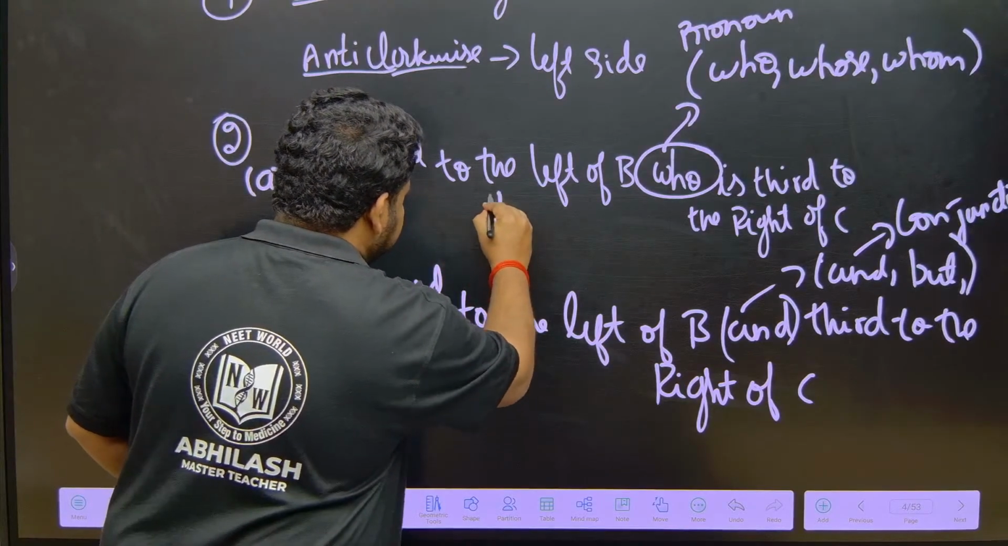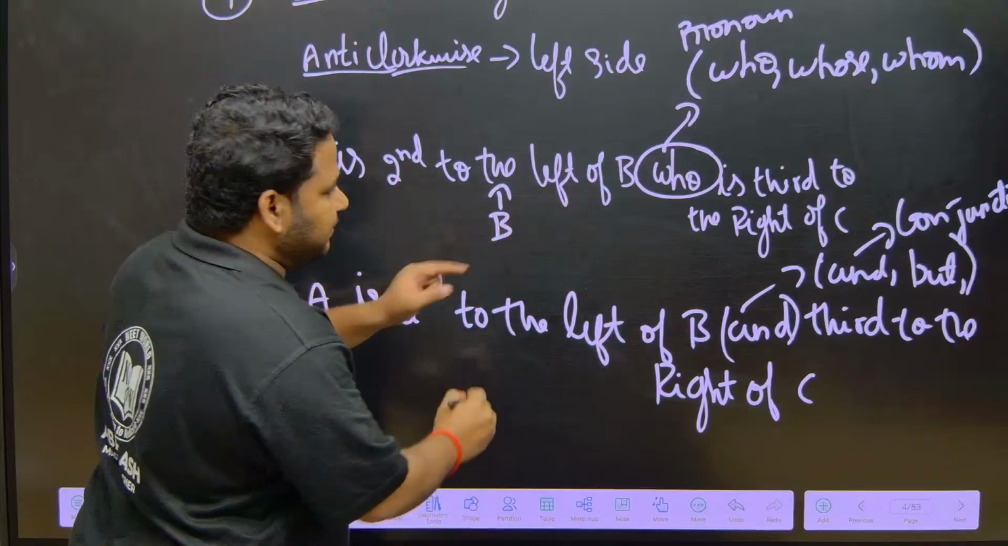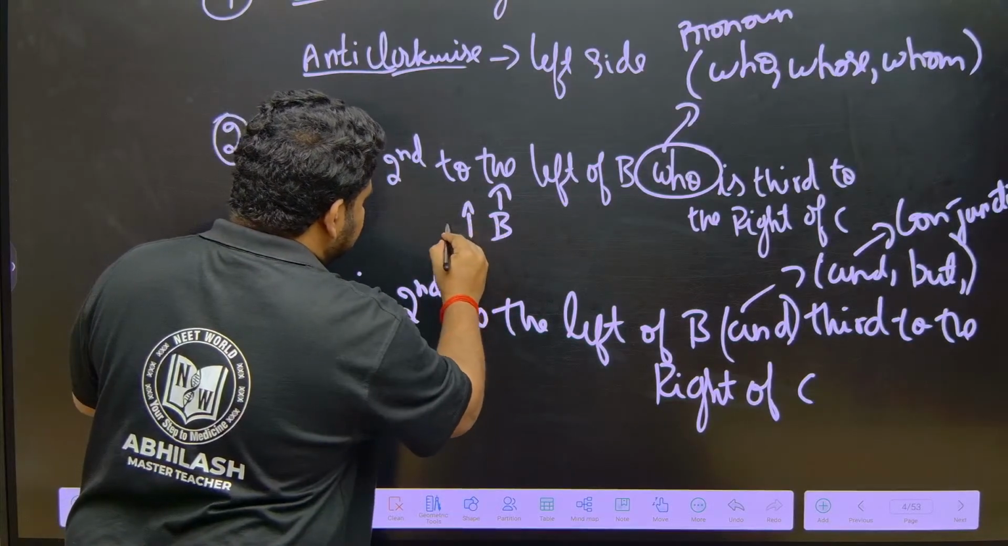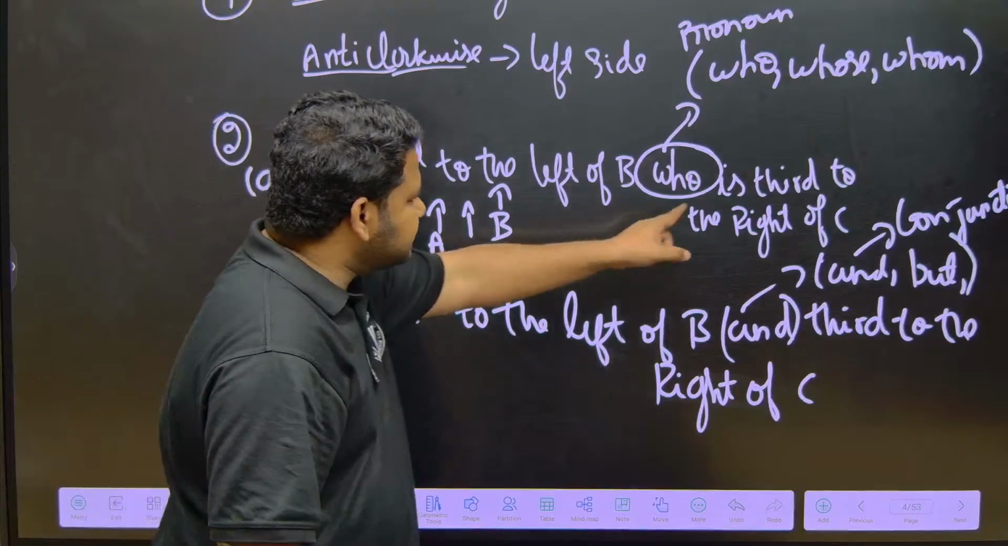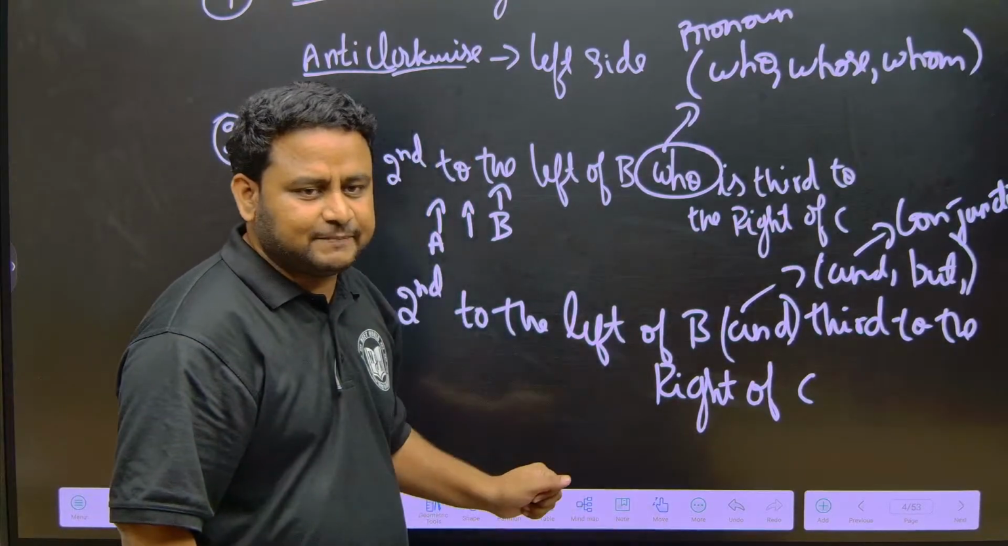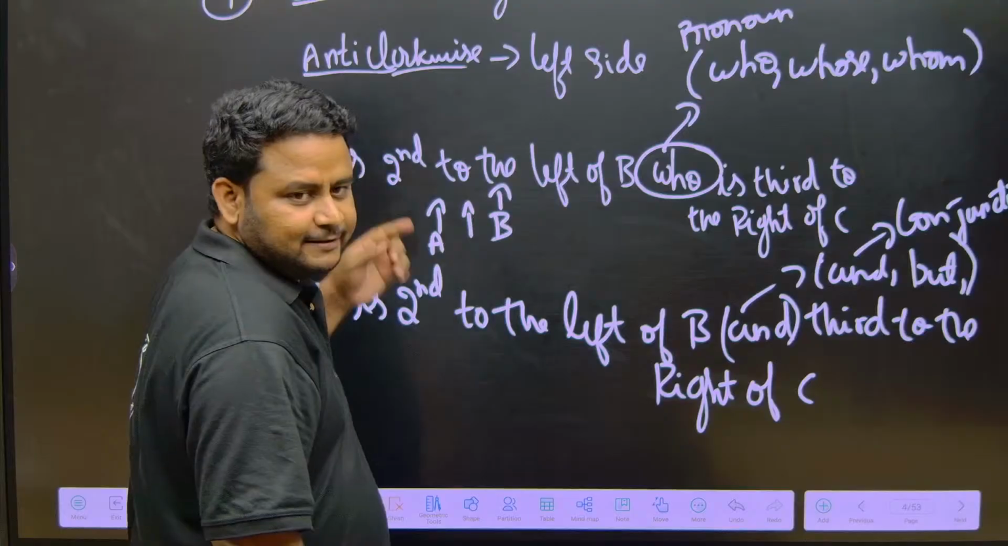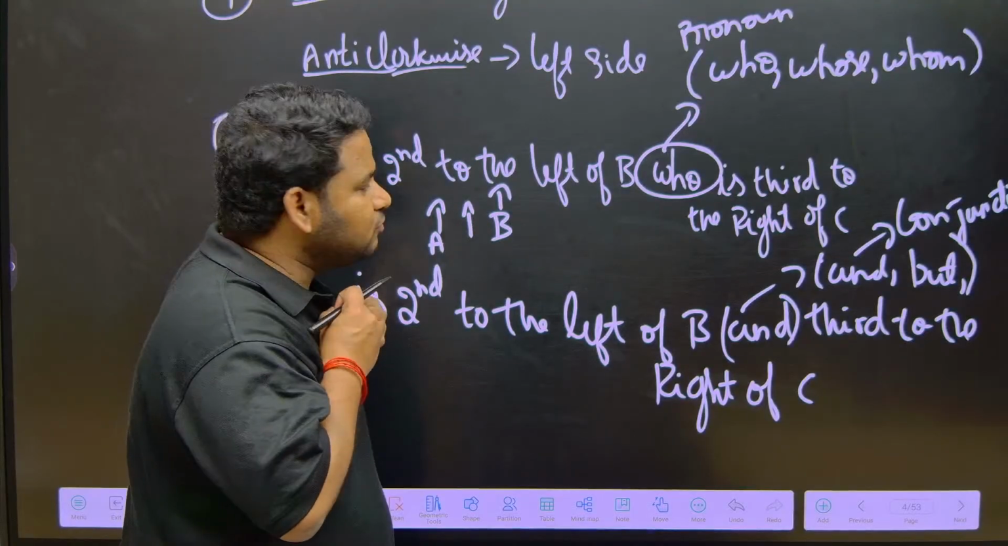This is B. Okay. A is second to the left of B. This is first left, this is second left. A is second to the left of B. And who is third to the right of C? Who is third to the right means here first person is who? A. First person is A. Second person is who? B.